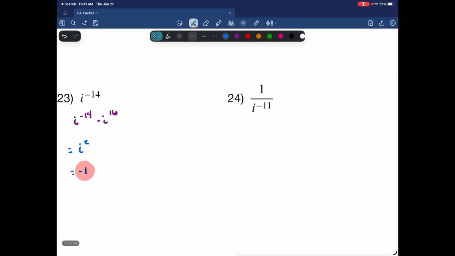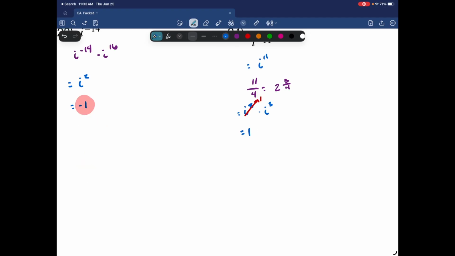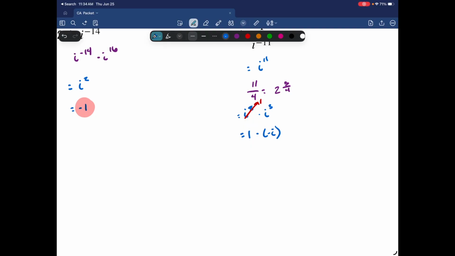All right, 24. This one goes back to that negative exponent rule that we talked about in a previous lesson. So what I'm going to do here is to make this a positive 11, I'm just going to bring it up. And now, all right, 11 over 4 is 2 3/4. Okay, so that's going to be i to the 8th, 4 times 2 is 8, and then i cubed. So i to the 8th goes to 1, and then i cubed is negative i. So my answer is going to be negative i.